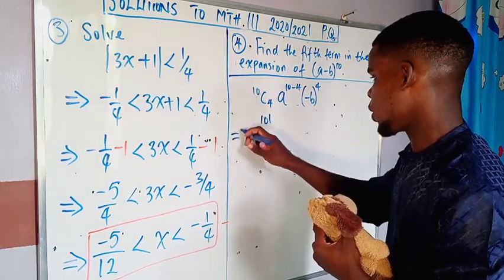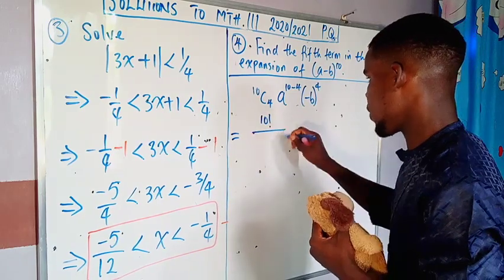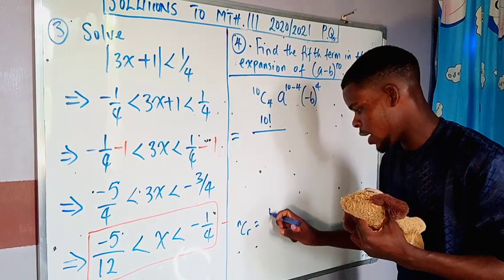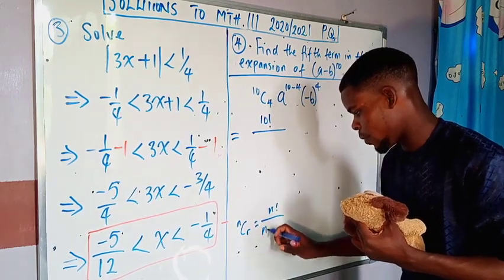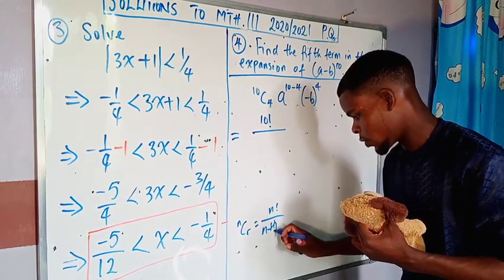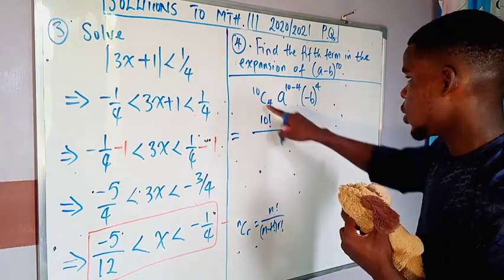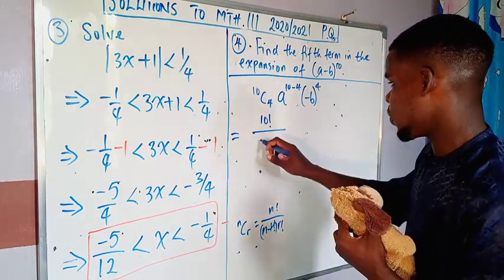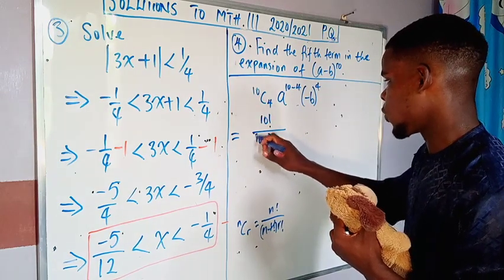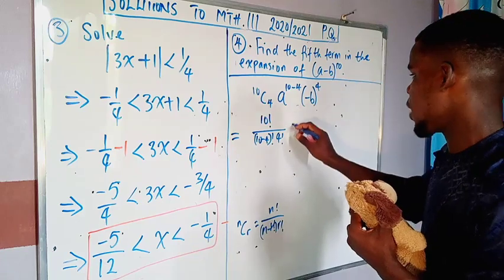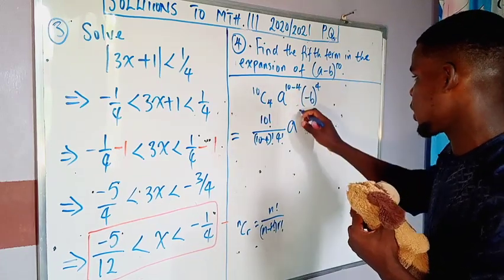Okay, so this is going to be 10 factorial divided by, now when you have something, maybe n combination r, it means n factorial divided by n minus r factorial times r factorial. So we're just going to use the same thing right here. So there'll be 10 factorial divided by 10 minus 4 factorial, right, times 4 factorial. Okay, so we say a raised to the power of 10 minus 4 is just 6.